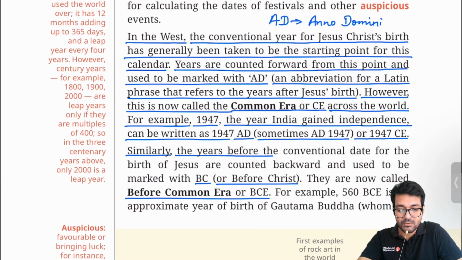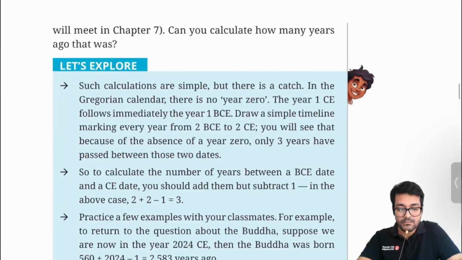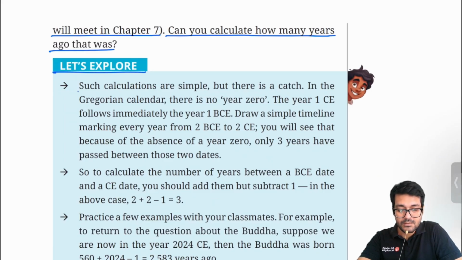Similarly, the years before the conventional date for the birth of Jesus are counted backward and used to be marked with BC or Before Christ. They are now called Before Common Era or BCE. For example, 560 BCE is an approximate year of birth of Gautam Buddha, whom we will meet in Chapter 7. Can you calculate how many years ago that was? Let's explore. Such calculations are simple, but there is a catch.